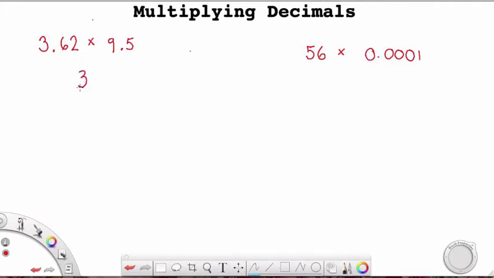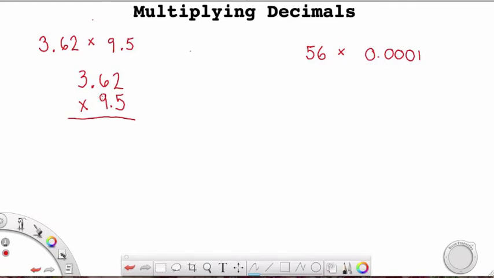I'm going to write it as 3.62, or 3 62/100ths, times 9.5. Now somebody might be saying, wait a minute, Mr. Yerk, you didn't line up the decimal points. You know what, that's true. But when we're multiplying, and dividing, we handle the decimal points a little different.